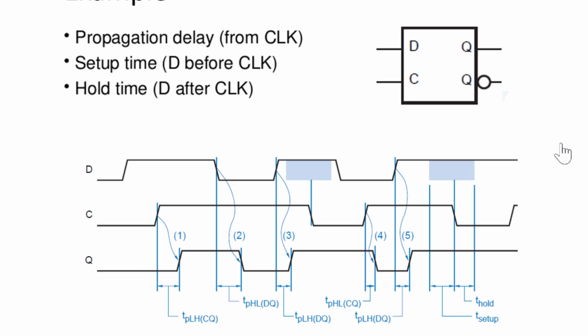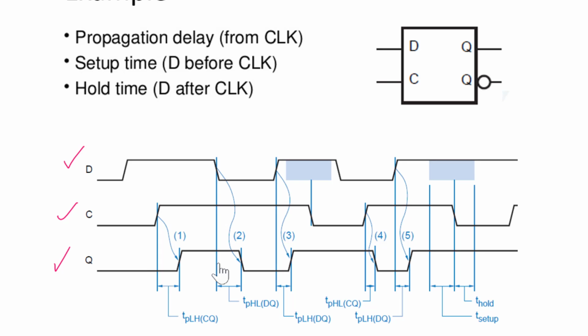Now let's take a simple example to understand the propagation delay. If you look here, this is a D flip-flop, this is my D input, this is my clock, and this is the output. If you take this portion of the time, this is the propagation delay for Q moving from 0 to 1. This entire time period is the propagation delay, low to high.